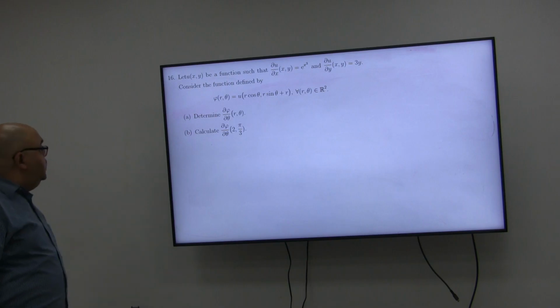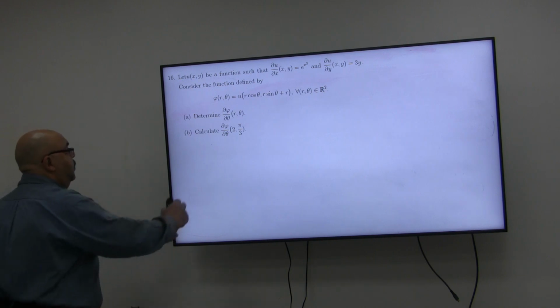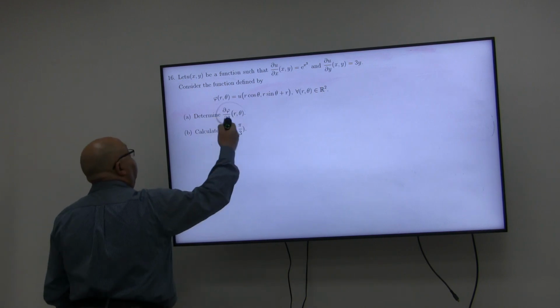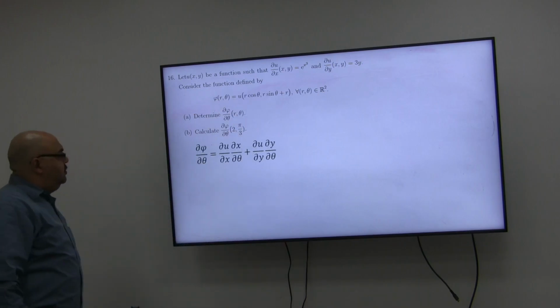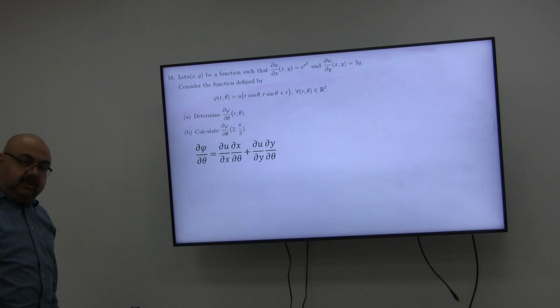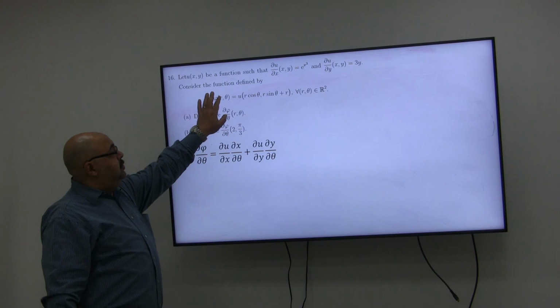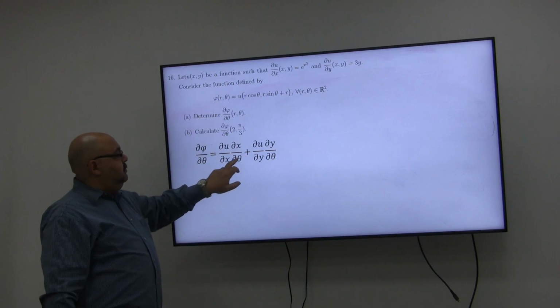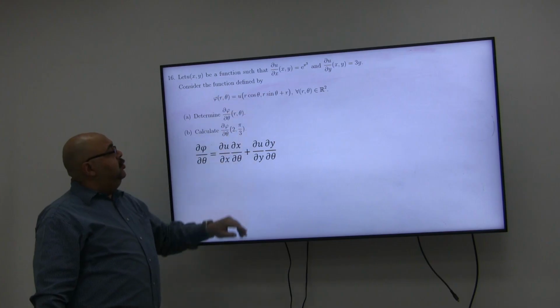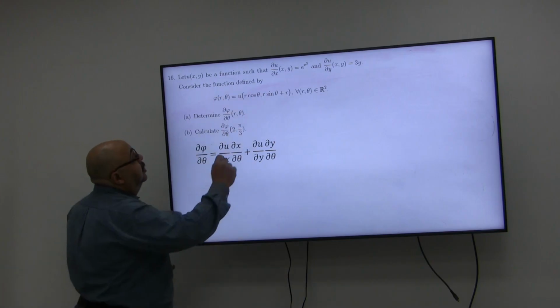In problem number 16, he is giving you partial u, partial x, and partial u, partial y. Consider the function defined by phi of r and theta as outlined. Determine partial phi, partial theta at the point 2 and pi over 3. So mainly find the partial derivative, then substitute. It's a direct substitution, of course. That's a composite function. This is why, for partial phi, partial theta, I will differentiate the function with respect to u, then multiply by partial x, partial theta, and partial y, partial theta, and I will use direct substitution.